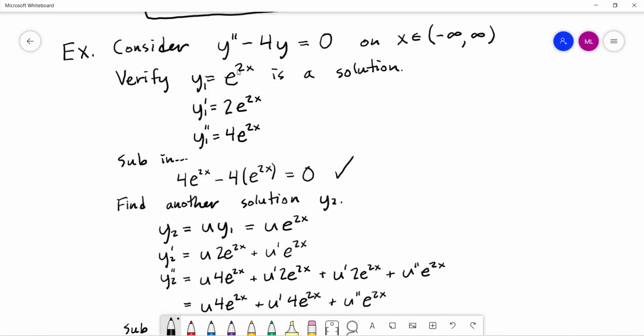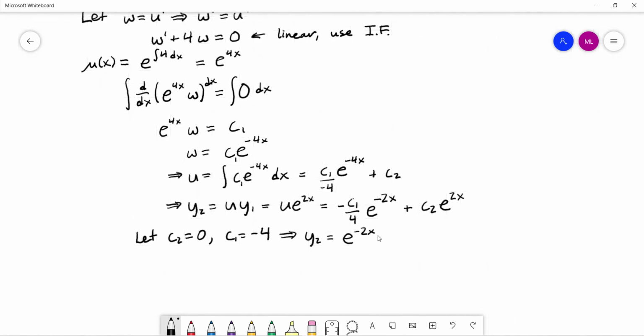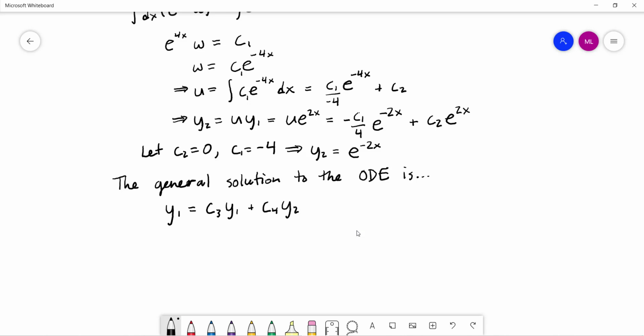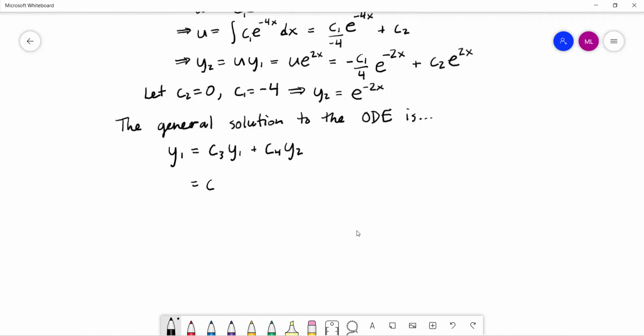We have one solution here. Here's a second linearly independent solution. The general solution to the original ODE, we'll use new letters instead of C1 and C2, is going to be basically, remember, y equals, we'll call it C3 times y1 plus C4, just so I'm not recycling letters, times y2. And so for us, that's going to be C3 times y1, which was e to the positive 2x, plus some new constant C4 times e to the negative 2x.